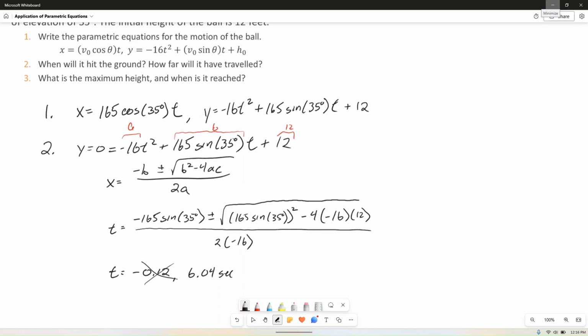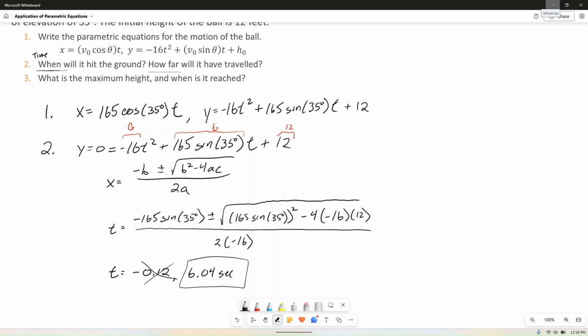Okay, so now is the question that was asked: when will it hit the ground? So when you see the word when, that's a question of time. Okay, so when is a question of time. When it hits the ground, that's telling me the y value is 0. Okay, so when will it hit the ground? At 6.04 seconds.